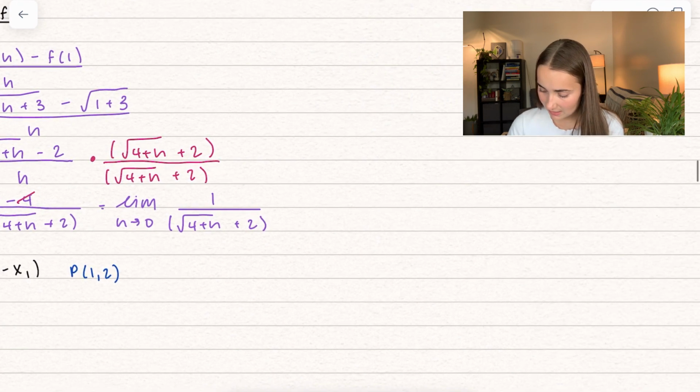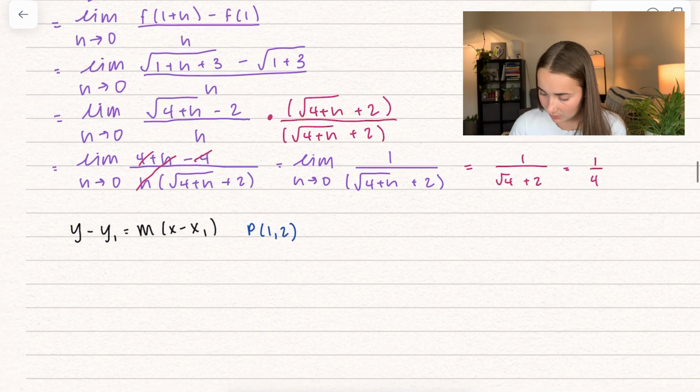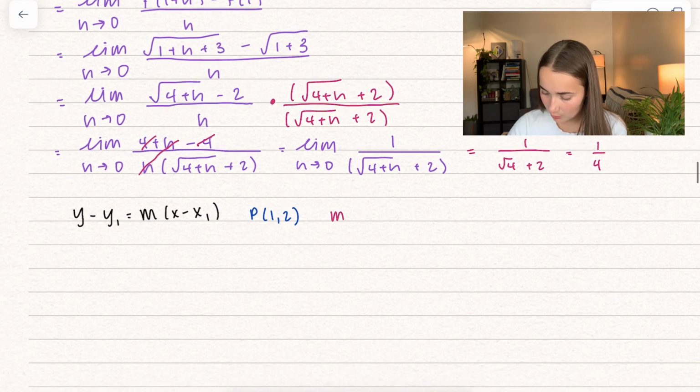So if I use direct substitution here, I get 1 over the square root of 4 plus 2, which is equal to 1/4. So I'm going to go ahead and fill that in right here. I have a slope which is equal to 1/4. And now I can use all of this to find the tangent line.